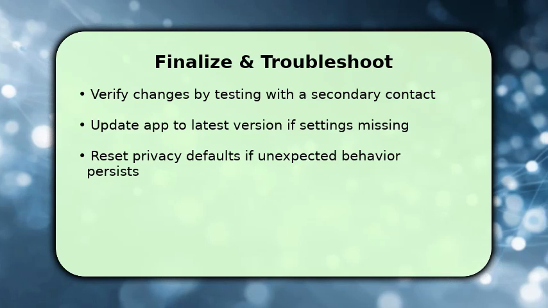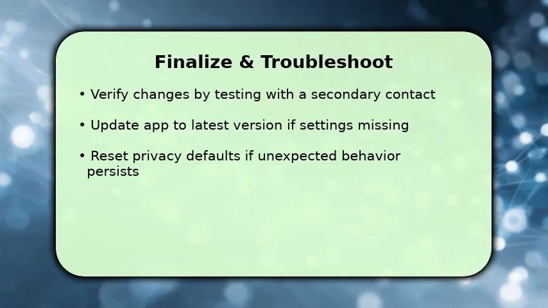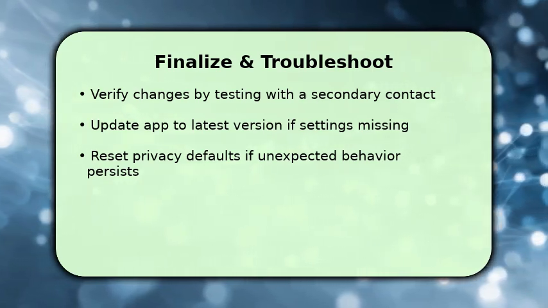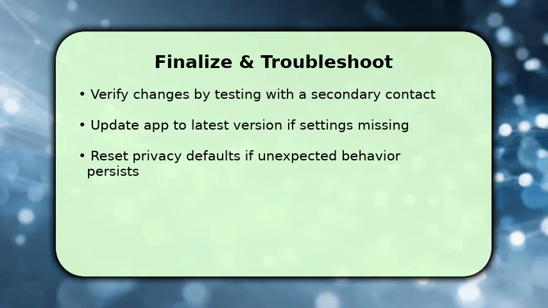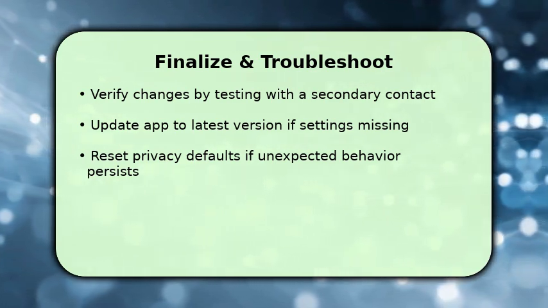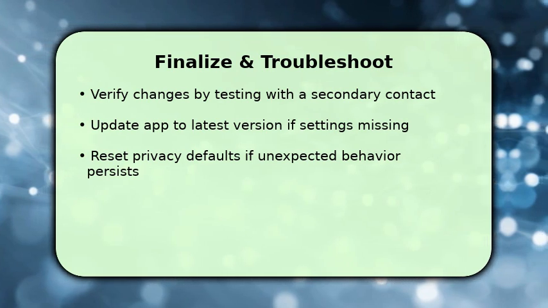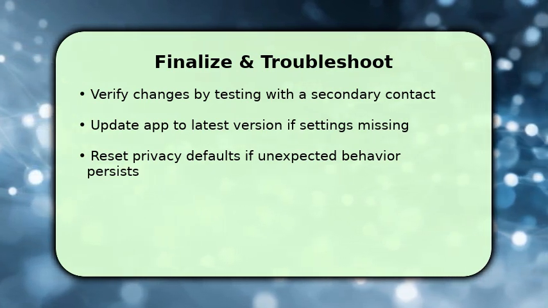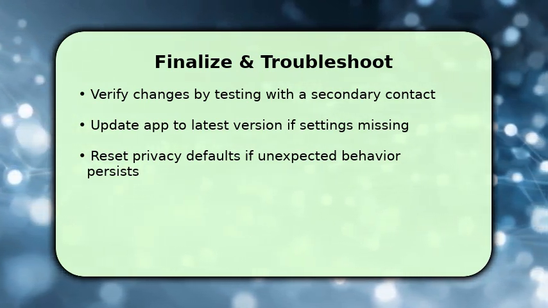To finish, validate your choices by sending a test message or using a secondary contact. Confirm Last Seen and read receipts behave as expected. If a privacy option is missing or acting oddly, update WhatsApp to the latest version and restart the app.